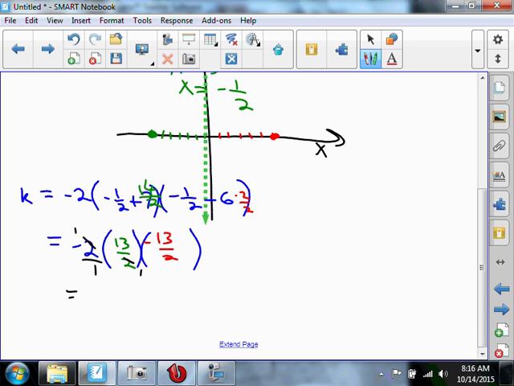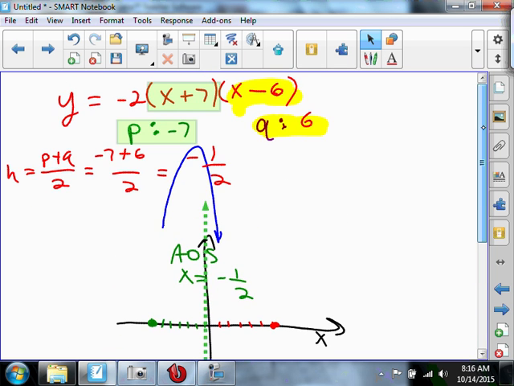So negative times a negative is a positive. It's going to be 169. And then in the denominator, I got 1 times 1 times 2. That's going to be 2. So 169 divided by 2 is 84. I was close. No, it's more than 84. Yeah, it's 84 and a half, right? 84 and a half. Oh my gosh. Dude, that's crazy. So my vertex is way up there at negative a half, 84 and a half.